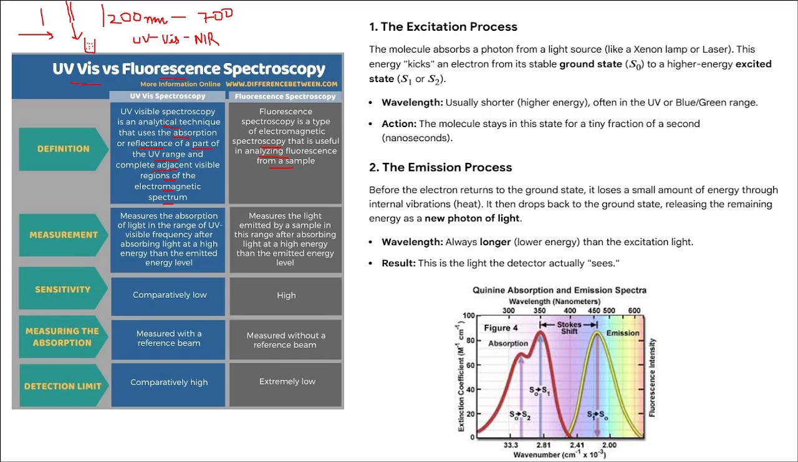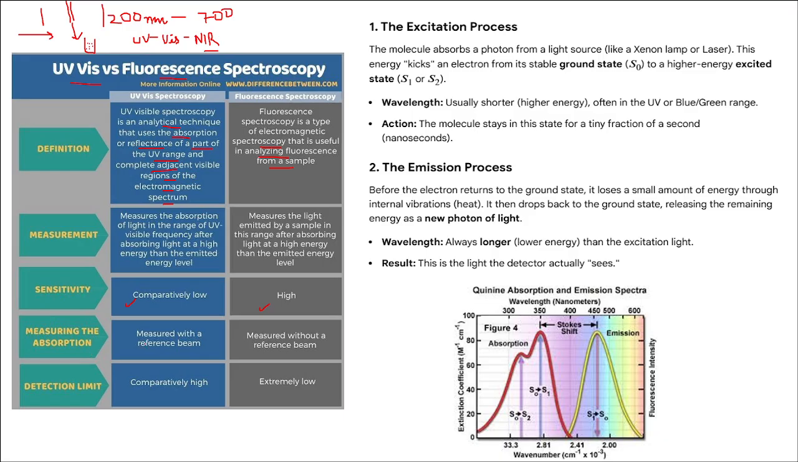UV-Vis measures the absorption of light in the range of UV-visible frequency. Nowadays, NIR is also available. Fluorescence measures the light emitted by a sample in this range after absorbing light at a higher energy than the emitted energy level. So the sensitivity in this case is low, but in this case the sensitivity is very high. Even at a very low concentration, if the nanoparticle, quantum dot or carbon dot that you are analyzing has the characteristic of showing fluorescence, you can detect the fluorescence emission from it.